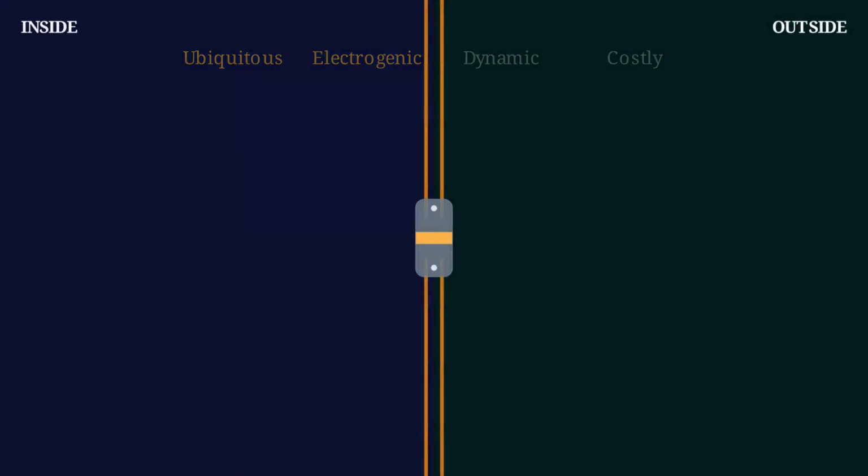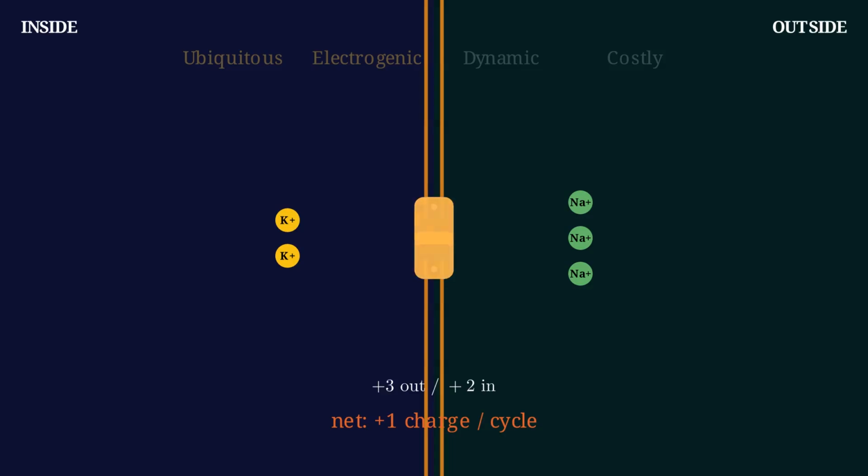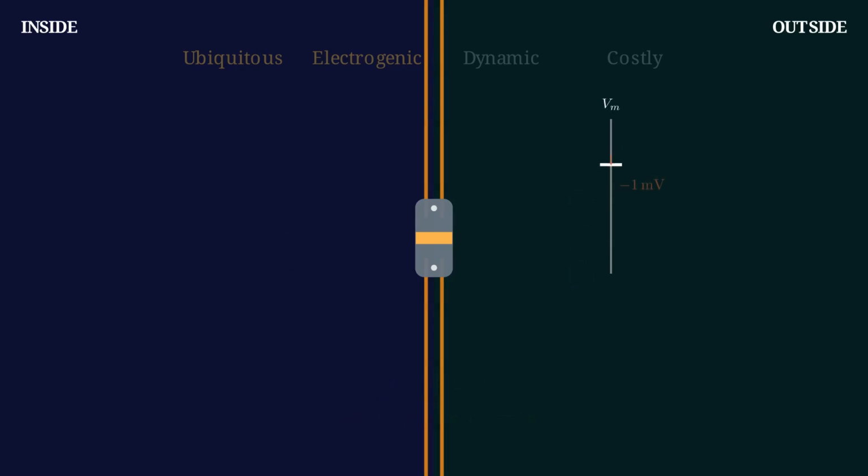Another characteristic it has is electrogenesis, meaning it moves net charge across the membrane. If you look at the pump ratio, we can see that 3 positive charges leave while only 2 enter. That means that there is a net export of 1 positive charge every cycle. That directly makes the inside of the cell slightly more negative.